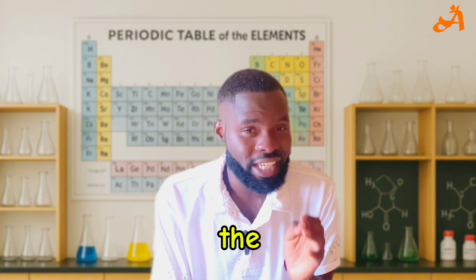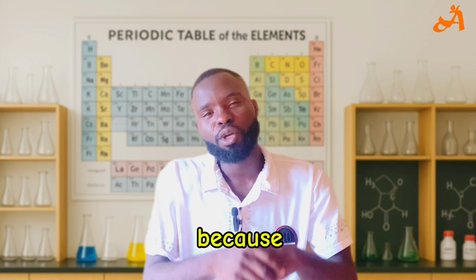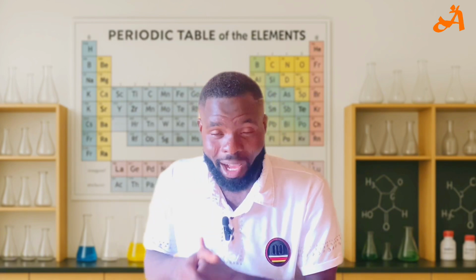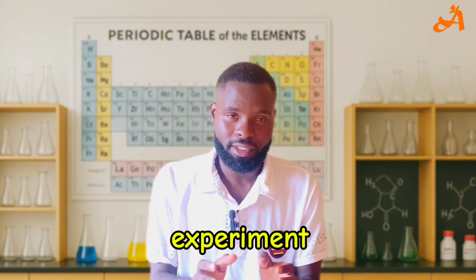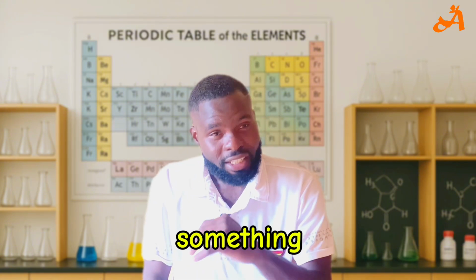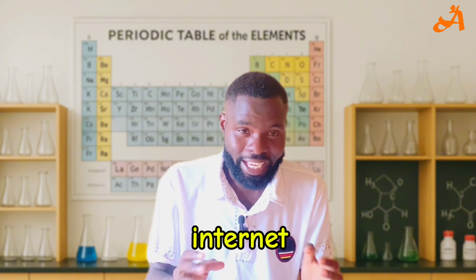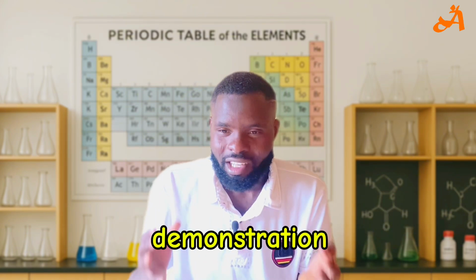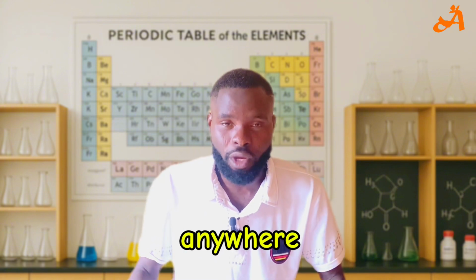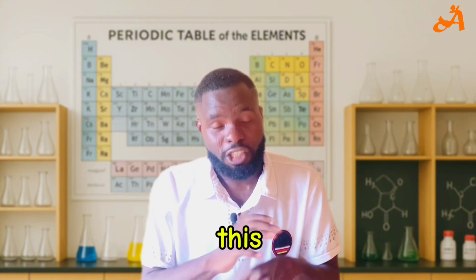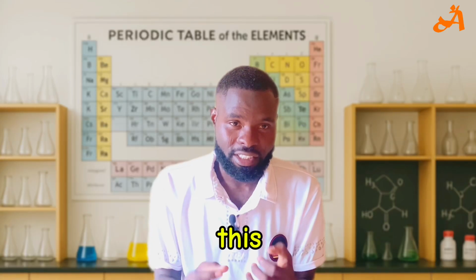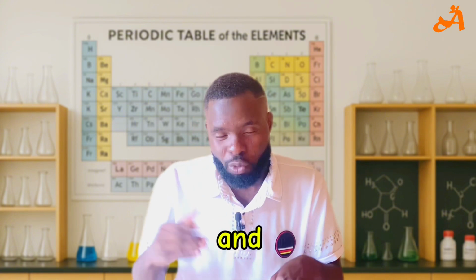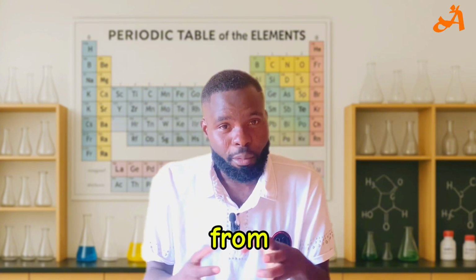I'm not going to be prompting the AI for another scene. The reason is because I have limited credit in my VO3 and I want to make one final experiment. This experiment is something that I've searched the entire internet for a practical demonstration and I could not find it anywhere, not even on YouTube. This practical is all about the gasification of coke. There's no video on YouTube that talks about this. How are producer and water gas being made from coke?